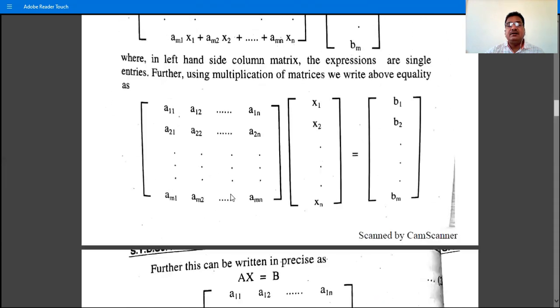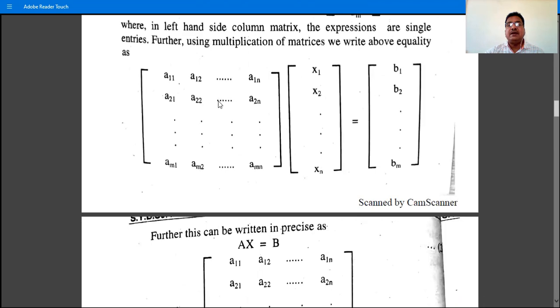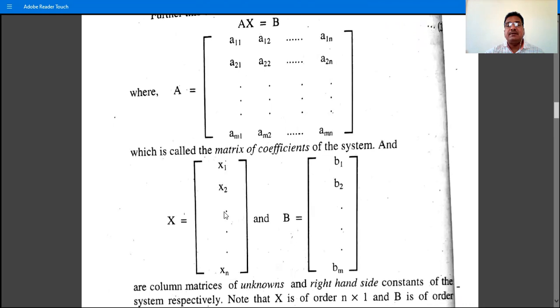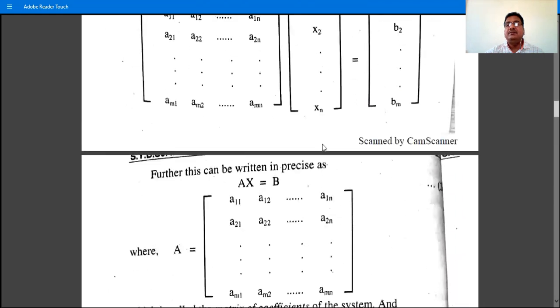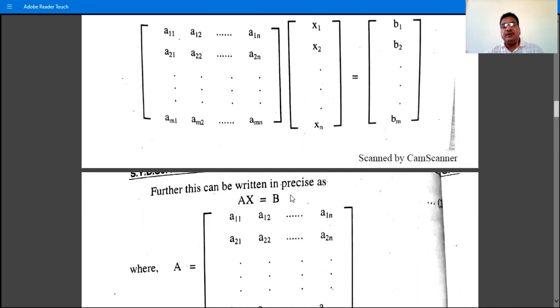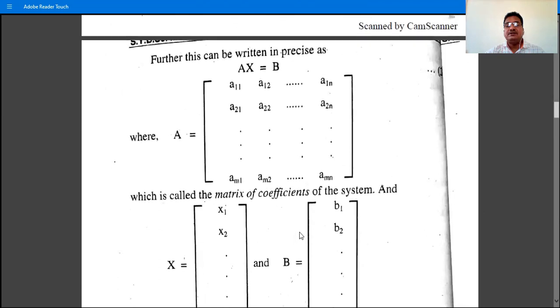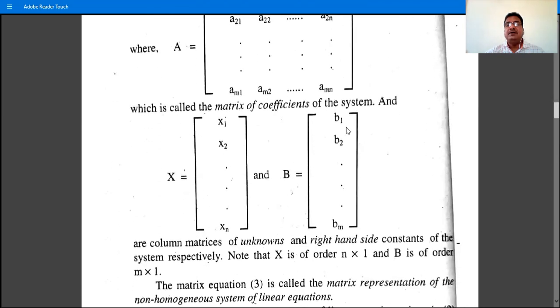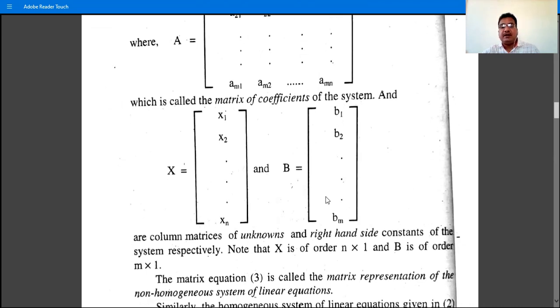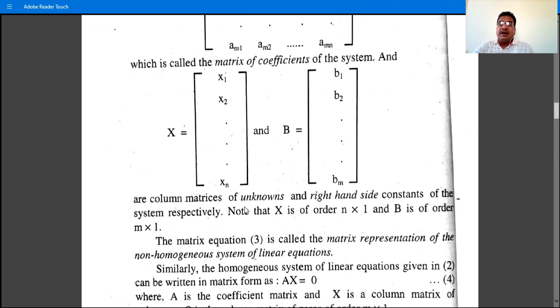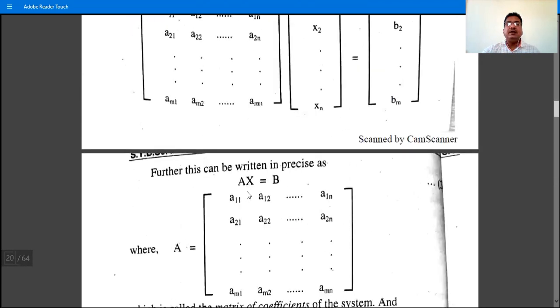We can denote this matrix by, suppose, capital A, this capital X, and this capital B. Where A is this matrix, capital X is this matrix, and capital B is this matrix. So AX is equal to B is the matrix form of the system. If the system is homogeneous, then obviously the column matrix B contains all entries equal to 0, that is a column matrix of 0, 0, 0, 0. So this is the matrix form of the system of linear equations.